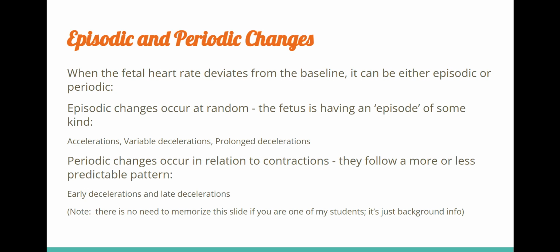These include accelerations, when the heart rate goes up from the baseline. They are reassuring, they're good episodic changes. Variable decelerations are usually a result of cord compression, and they can occur at random as well because of positioning, or because of a contraction, or because the baby moved or grabbed its cord. But it's an episode. Prolonged decelerations are decelerations that indicate a sudden event. They last longer than 2 minutes, but less than 10. So they're between 2 and 10 minutes long.